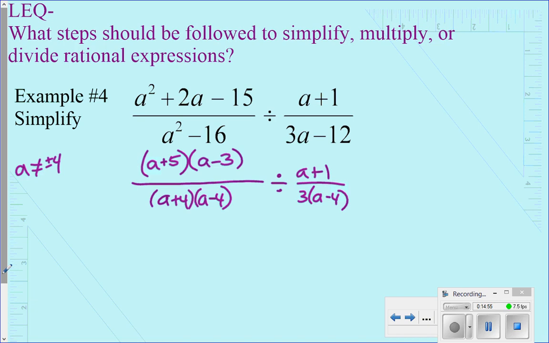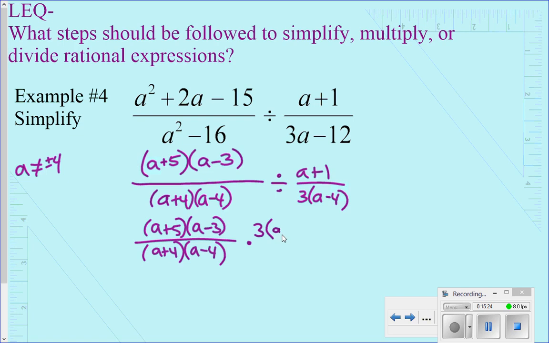Well, this problem says divide. So you learned previously when you worked with rational expressions, you know that dividing by a fraction is the same thing as multiplying by its reciprocal. Meaning I'm going to keep this first rational expression the same. But I'm going to change the division to a multiplication, and I'm going to get the reciprocal of that second fraction or rational expression.